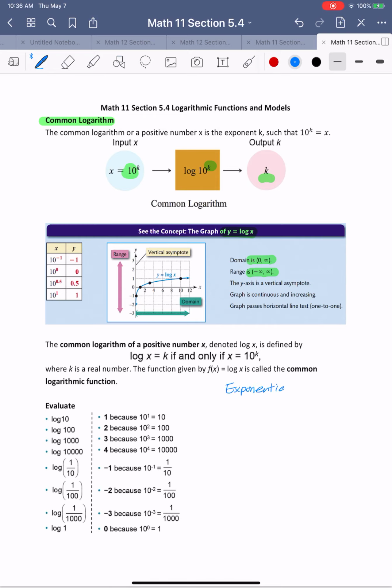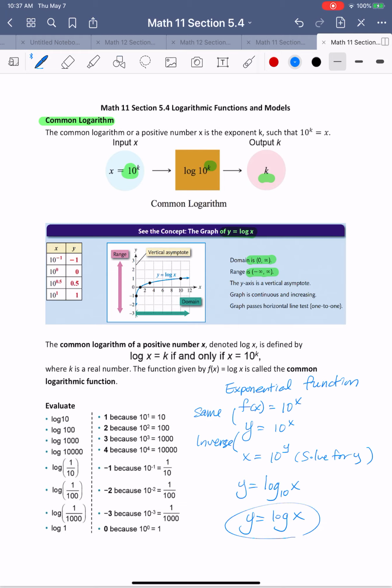So y equals 10 to the x. These are still the same, but now interchange x and y. Now this is the inverse. In order to find the inverse, I need to solve for y, which is y equal to, because y is coming from the exponent, so we need to mention that. The value from the exponent is a log, and the base is 10 of x. But base 10, you don't need to write it. You can just say log of x.